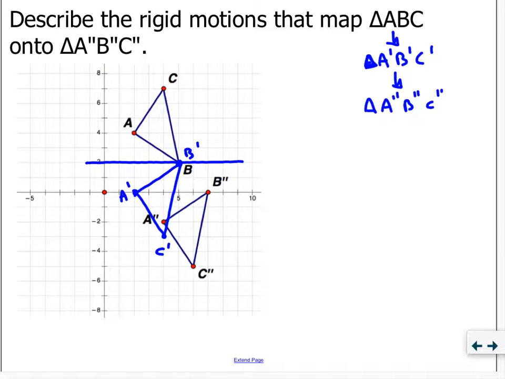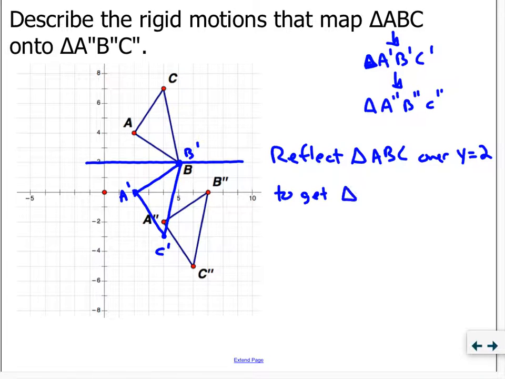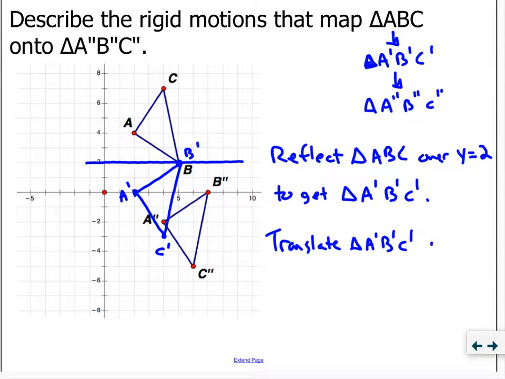So let's see if we can summarize that. So I'm going to reflect triangle ABC over the line y equals 2 to get what I've drawn in as triangle A prime, B prime, C prime. And then it looks like I'm going to do a translation of that one. I'm going to translate the image triangle by moving it to the right 2 units and then down 2 units. And then that's going to map onto the other triangle.